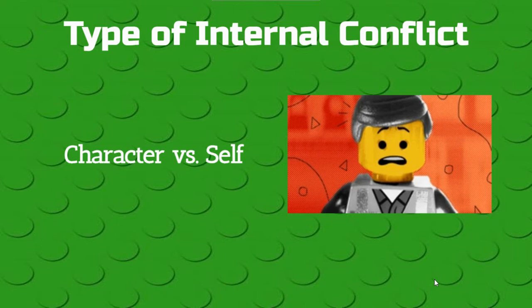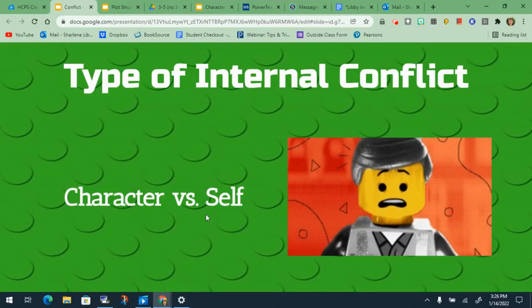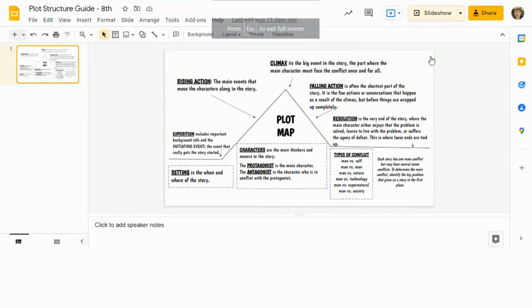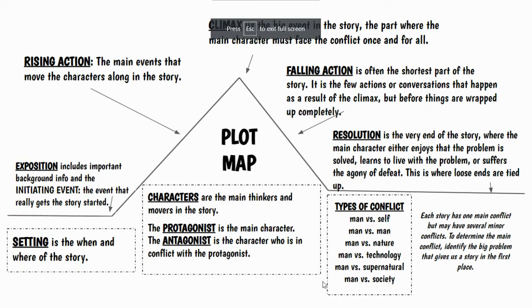Now, how do all of these things play into plot? Well, let's talk about that. You're familiar with a plot map. We've done this a whole lot. You have the setting, you have exposition, which includes important background information, and honestly, setting is usually part of exposition. Then you have an initiating event that gets the story started.